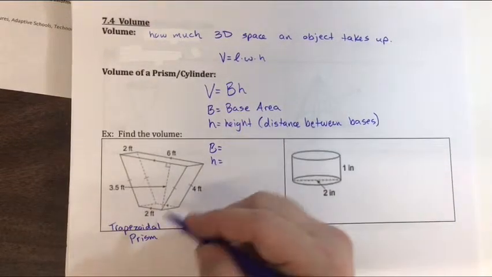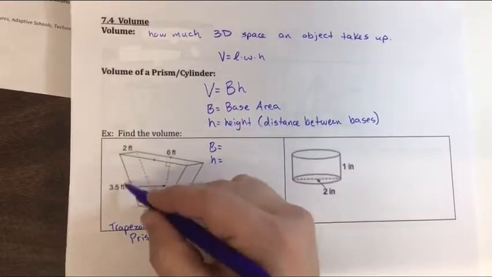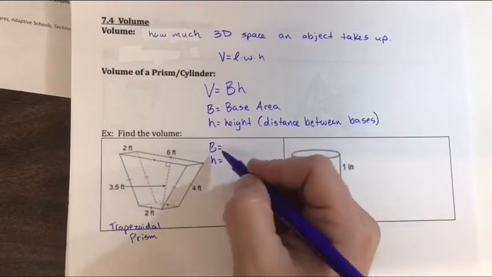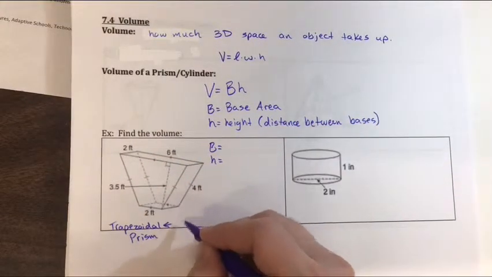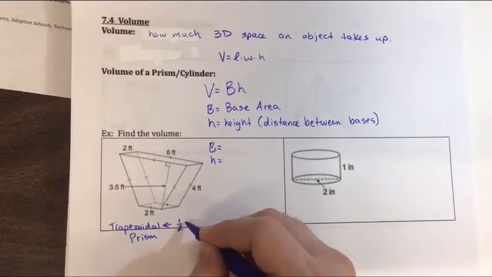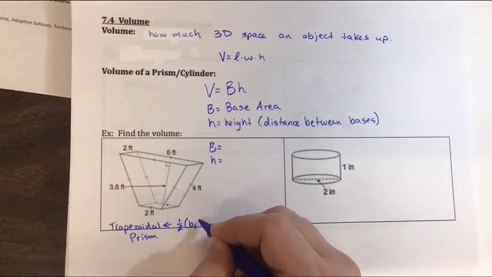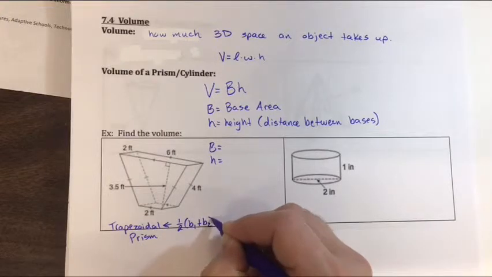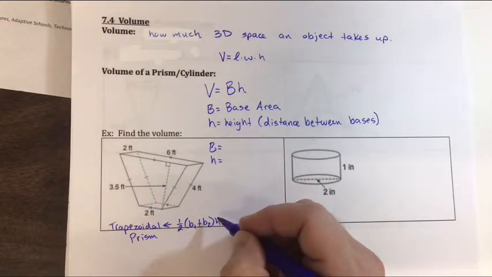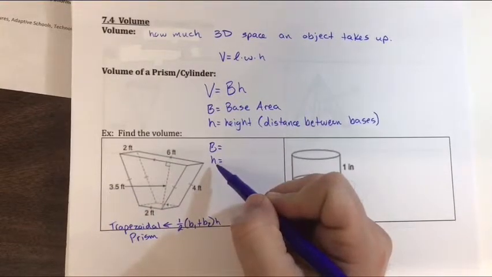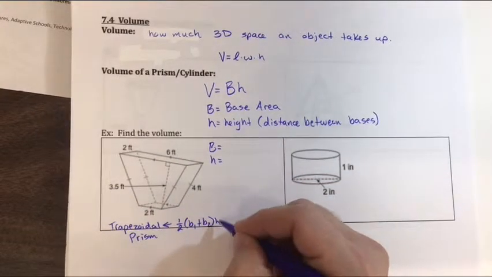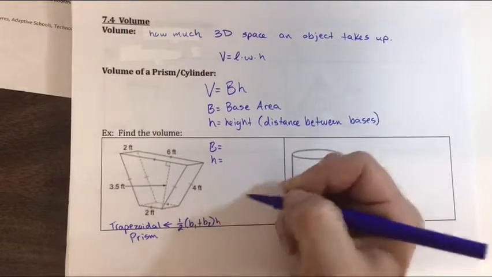Okay? And in our trapezoidal prism, the base is the trapezoid. So our base, area of a trapezoid, remember, is 1/2 base edge 1 plus base edge 2, all times the height of the trapezoid. This is the height of the trapezoid, not the height of your prism. Okay, this is a different H than this H. They're not the same ones.